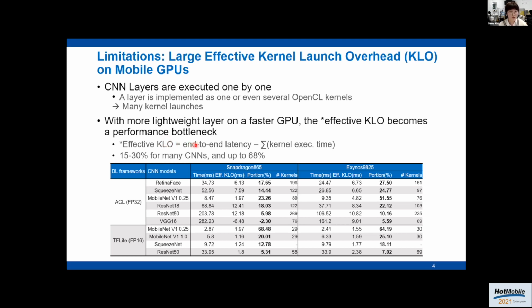Effective kernel launch overhead, or shortly CLO, which we defined as the end-to-end latency minus the sum of execution time of all kernels, accounts for 13 to 15% in many recent CNNs, and it takes even over 60% in some cases.